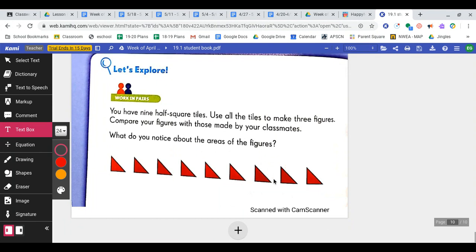Okay, that is all for today. I'll have workbook pages on Google Classroom for you to practice as you just count up the tiles, and every 2 half-square tiles will make 1 whole.